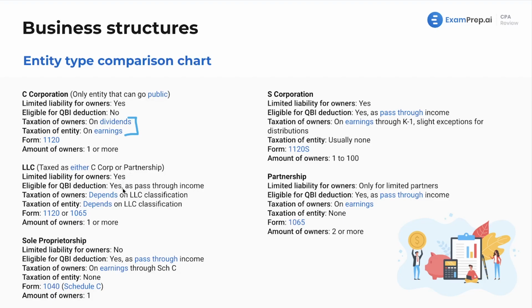QBI deduction: any sort of pass-through entity, and these are all pass-through entities except for C Corps, will be eligible for that. Well, the individuals at the individual level will be eligible for that. Taxation of owners and taxation of the entity will depend on the LLC classification. If you classify it as taxed as a C Corp, then we'll follow the rules for a C Corp. If we are a partnership, then we'll follow the partnership rules. What about forms here? Well, we are going to use the Form 1120 if we choose to be taxed as a C Corp, or the 1065 if we choose to be taxed as a partnership. Nothing too wild there. Again, memorize those forms.